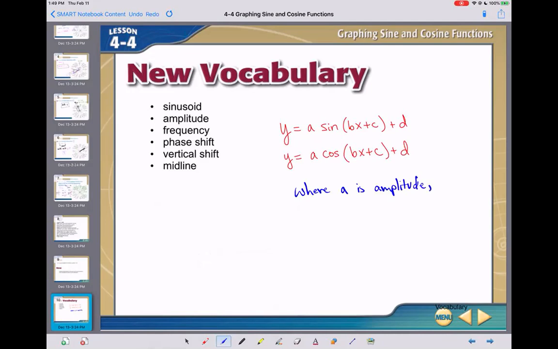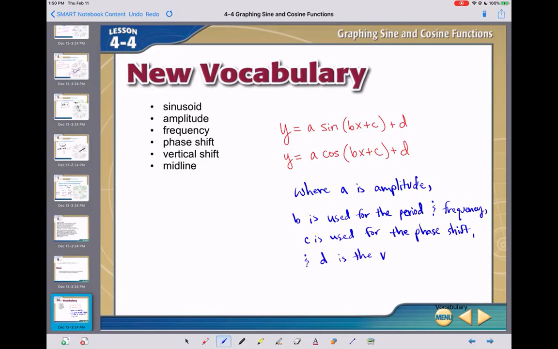Where A is amplitude, B is used for the period and frequency. C is used for the phase shift. And D is the vertical shift.